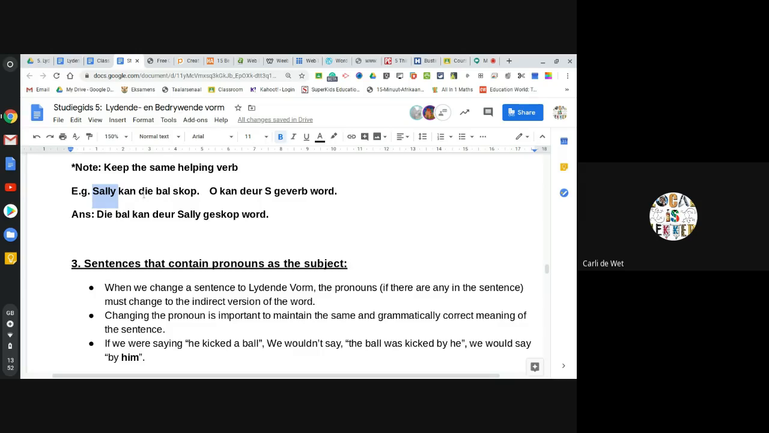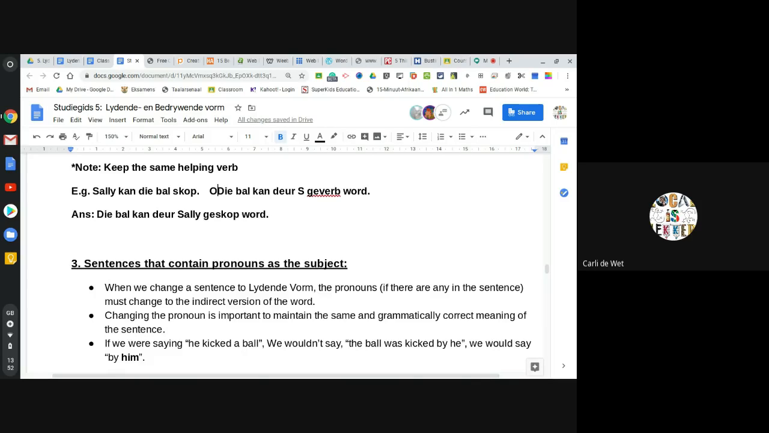Okay, so now if I start with my sentence and I'm looking for the object, I ask myself, the object, that's the thing that should change because of the action. Sally kan die bal skop. What is going to change? Die bal, né? Because it's going to be kicked. So dan gaan ek sê die bal. I'm going to start with die bal. I'm going to substitute die bal here in the onderwerp. Let me do it. Die bal.